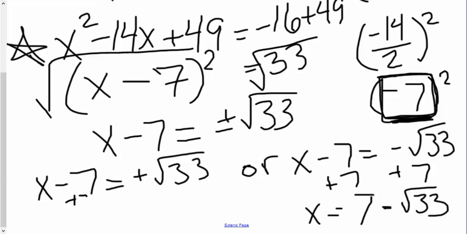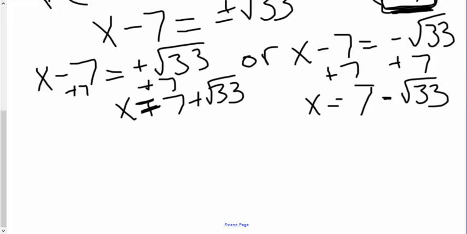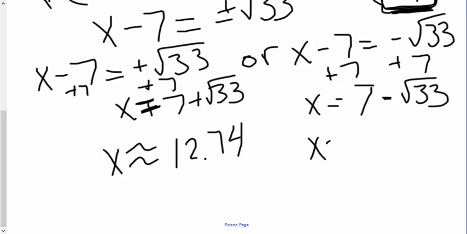And on this other side, I add 7 to both sides. Or sorry, x = 7 plus the square root of 33. There we go. So now this is where I'm going to put it in my calculator. I'm going to put 7 plus the square root of 33. And that'll give me approximately x is about 12.74. If I subtract the square root of 33 from 7, that'll give me about 1.26, or 1.255, which I'm just going to round to 1.26.